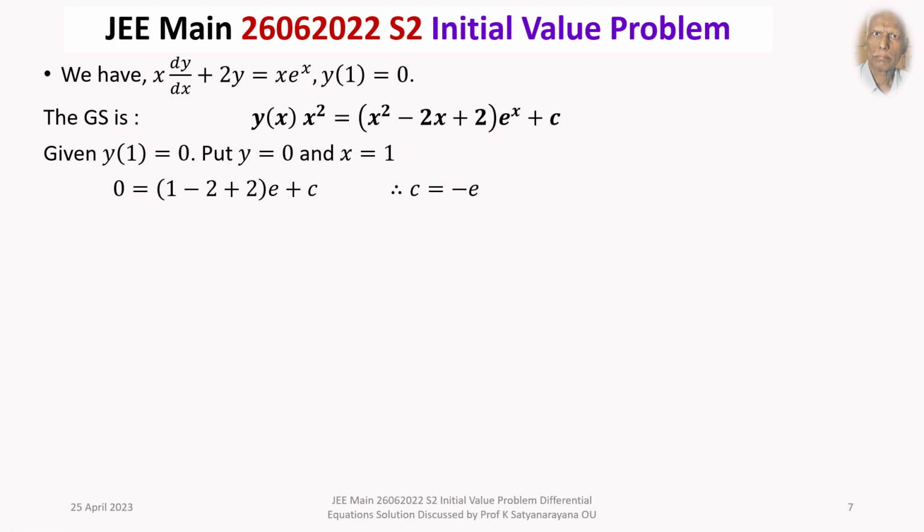And now we obtain a particular solution. A particular solution is a solution obtained from the general solution for a particular value of the arbitrary constant c. So the particular solution is y of x into x square is equal to x square minus 2x plus 2 into e power x plus c, which is minus e. Agreed.